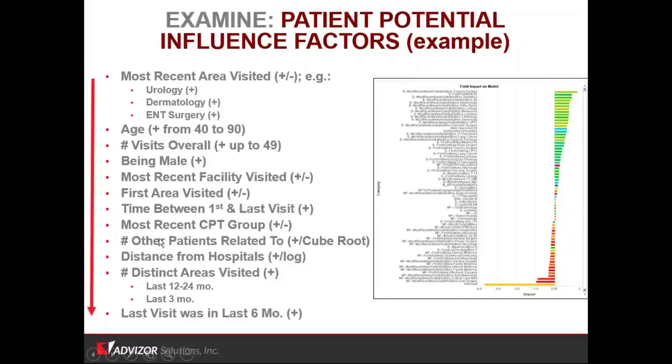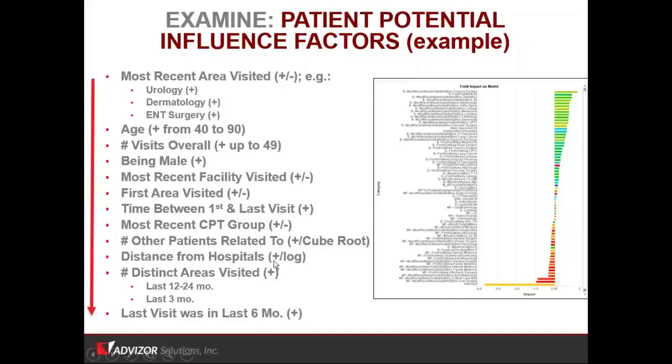The most recent CPT group, the number of other patients related to the person, and that's plus cube root, which means it sort of plateaus. So there's, you know, 2 is stronger than 1, 3, 4 it starts plateauing. So 9 is not a whole lot different than 3. That's what that means. It's the math.